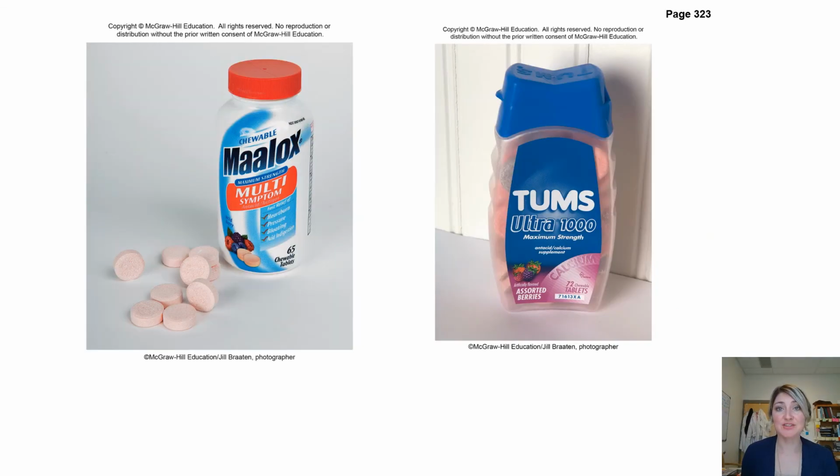A couple more applications of reactions of acids and bases are found in Maalox, which is an over-the-counter medication for just about everything: heartburn, pressure, bloating, so it's acid indigestion. In Maalox, the active ingredient is a mixture of magnesium hydroxide as well as aluminum hydroxide. So both of these are bases, and they're going to react with excess stomach acid.